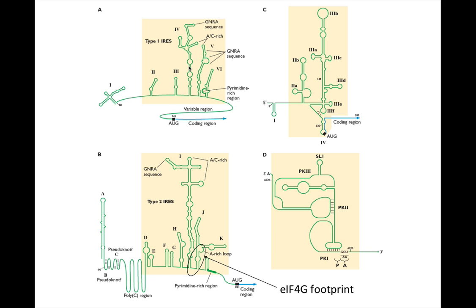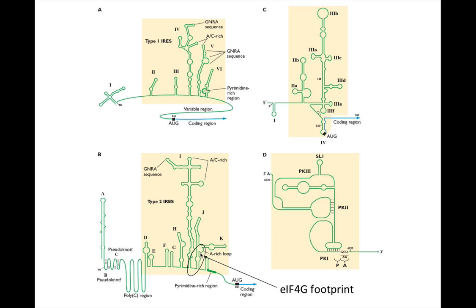On the upper left is the type 1 IRES, which is the poliovirus and rhinovirus or enterovirus IRES. And you can see it's highly structured. The AUG is right here at 743. And the way this works is that the ribosome binds to this structured RNA and then scans to the AUG.